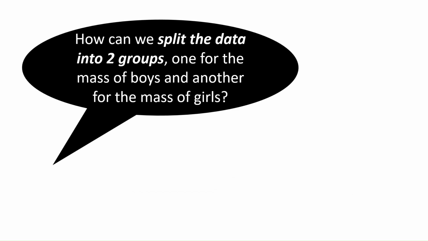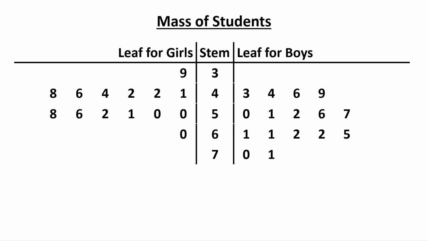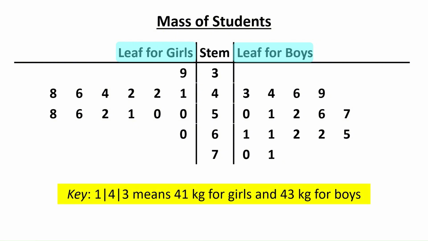What if we want to split the dataset into two groups, one for the boys and another for the girls, so that we can compare the masses of boys and girls? Well, we can do so by constructing a back-to-back stem and leaf diagram. This is how the back-to-back stem and leaf diagram for the same data set will look when we split the data into two groups, one for the boys and one for the girls. The key shows us how we can interpret the stem and leaves for both groups of data.